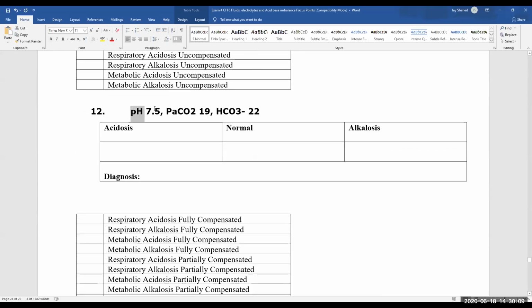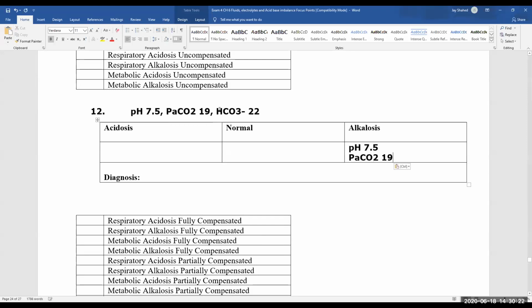What about this? Basic. This? Basic. This? Normal. So that would be respiratory alkalosis, uncompensated. You guys hold on one second, okay? Just hang in there a little bit. I'm going to put you on pause.